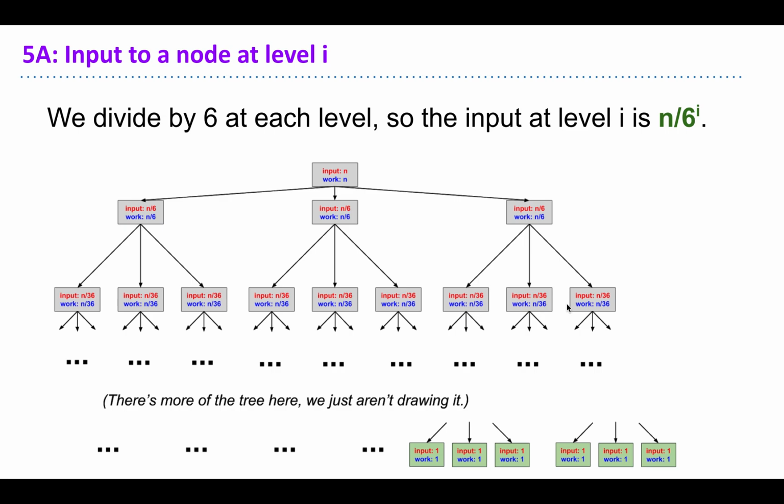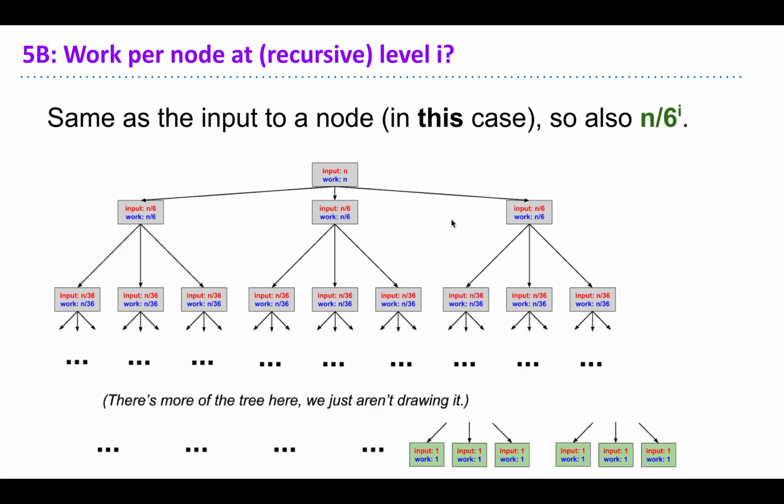So looking at 5b, the other thing we could look at is that the input and the work are always the same, right? The input and the work are always the same. So basically for 5b, it's just the exact same thing, because the work per node is just the same as the input to a node. But again, only in this case.